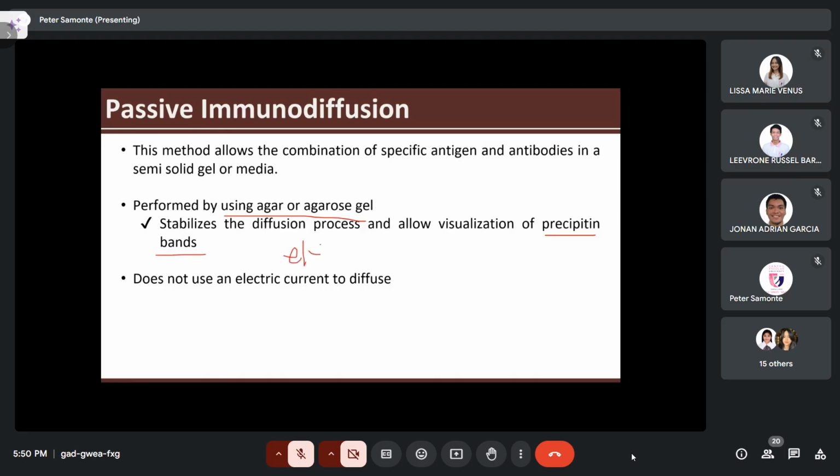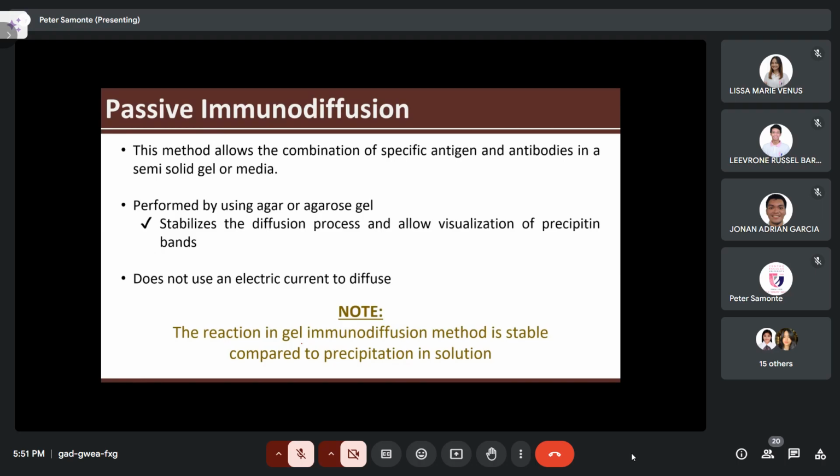Right, in your electrophoresis, you use an electric current to diffuse different types of proteins. If you remember from your Molbio, class, the purpose of electrophoresis is to separate proteins based on their molecular weight. The smaller the molecular weight of a protein, the faster and the farther it can travel. So that is the purpose of your electrophoresis. In this method, you do not use electrophoresis to diffuse your antigens and your antibodies.